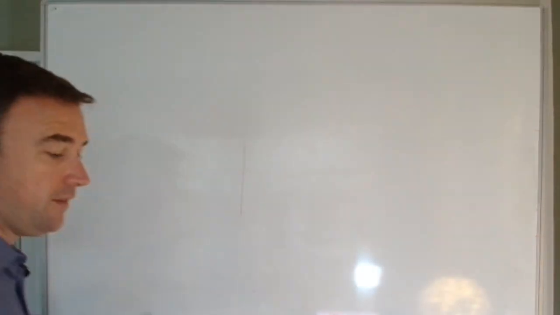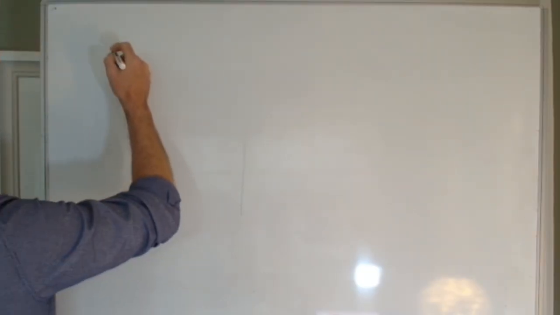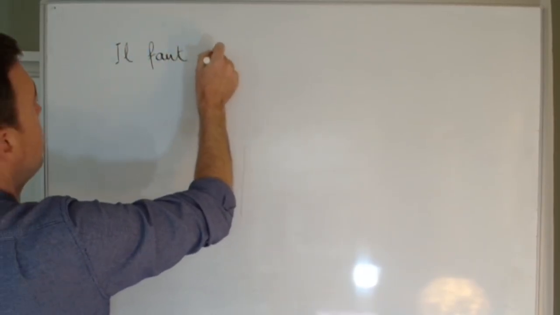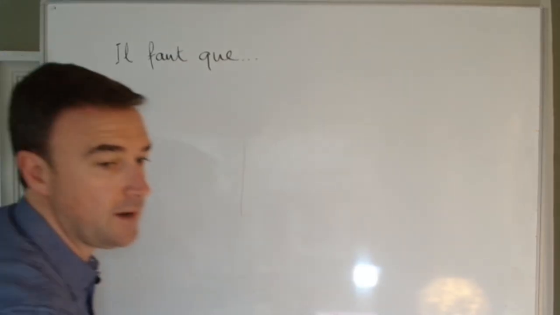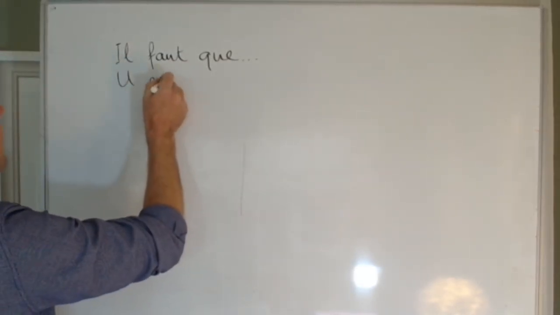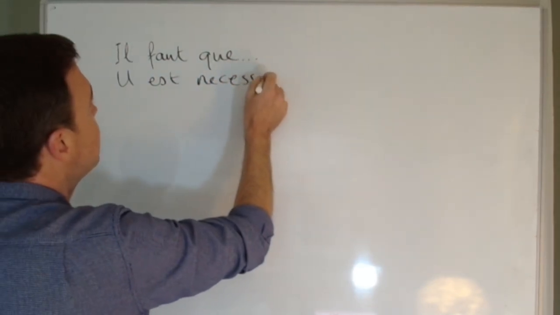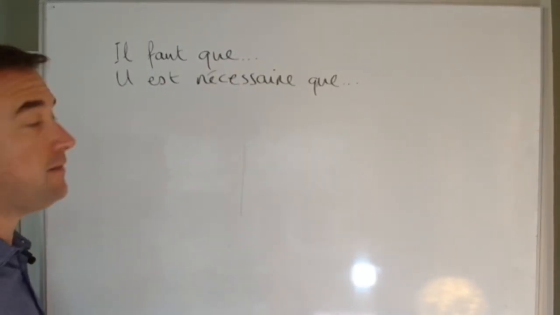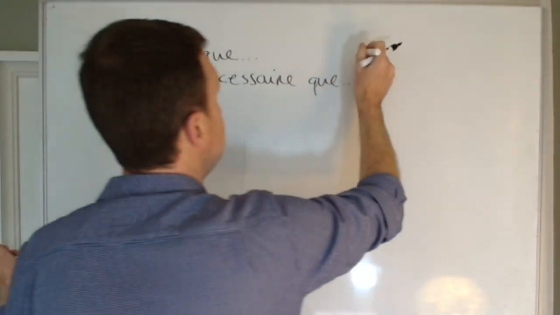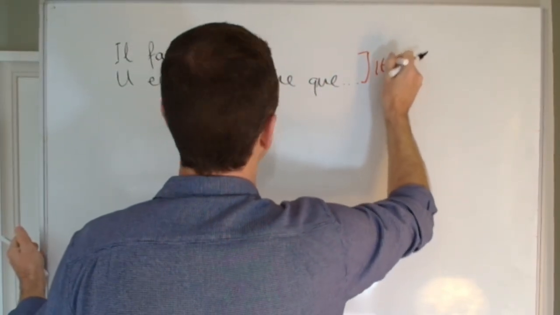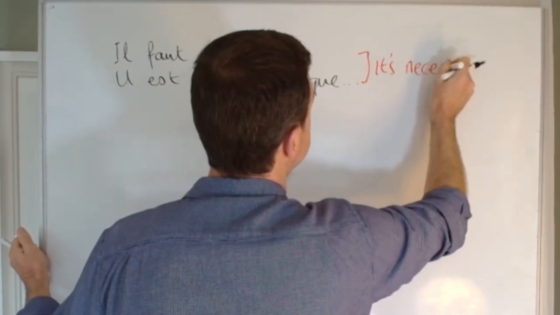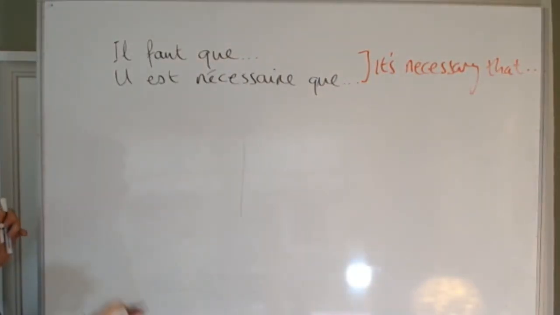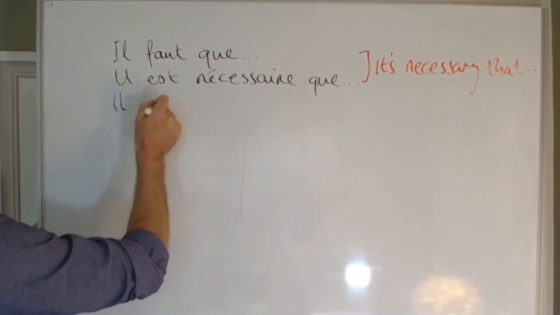We'll start off with the first one, and probably the most common and easiest one to learn, and that is il faut. And one that's quite similar to that is il est nécessaire. That's 2, and both of those mean it is essential that, or it's necessary that. I just mentioned it's essential that. Well, we can say that in French. Il est essentiel.